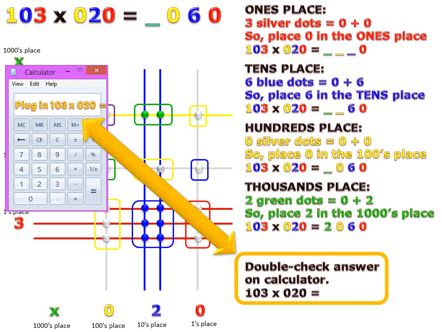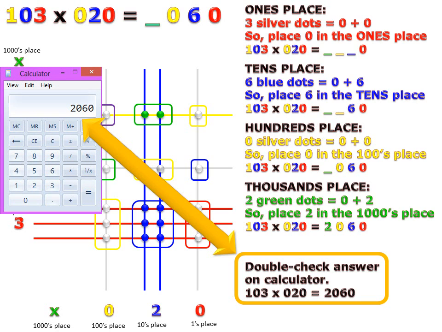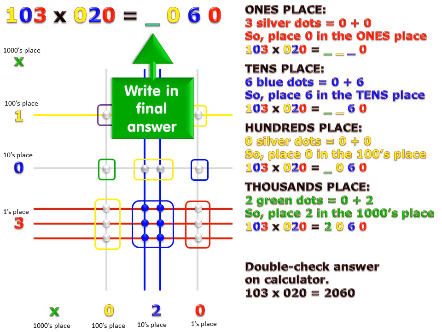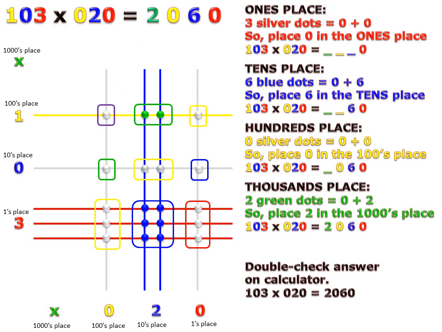Let's double check that answer in the calculator. Plug in 103 times 20 equals 2,060. Write in that final answer. And there it is. 2,060 is the final answer. The answer to 103 times 20. And there's one final peek.